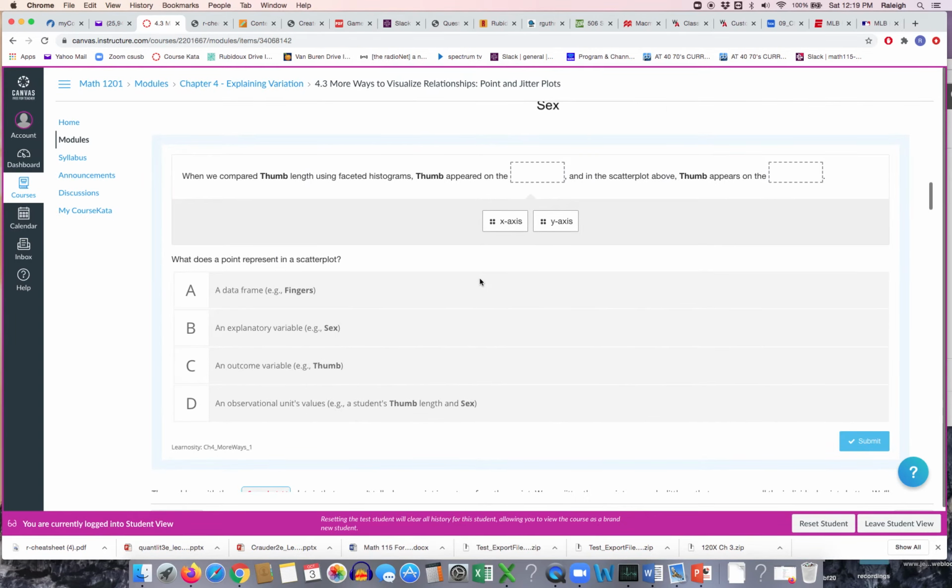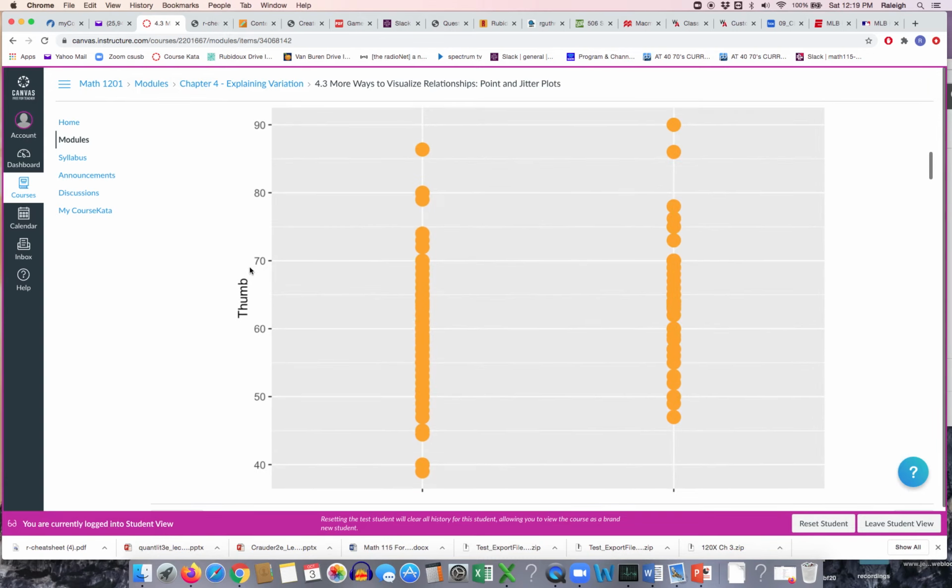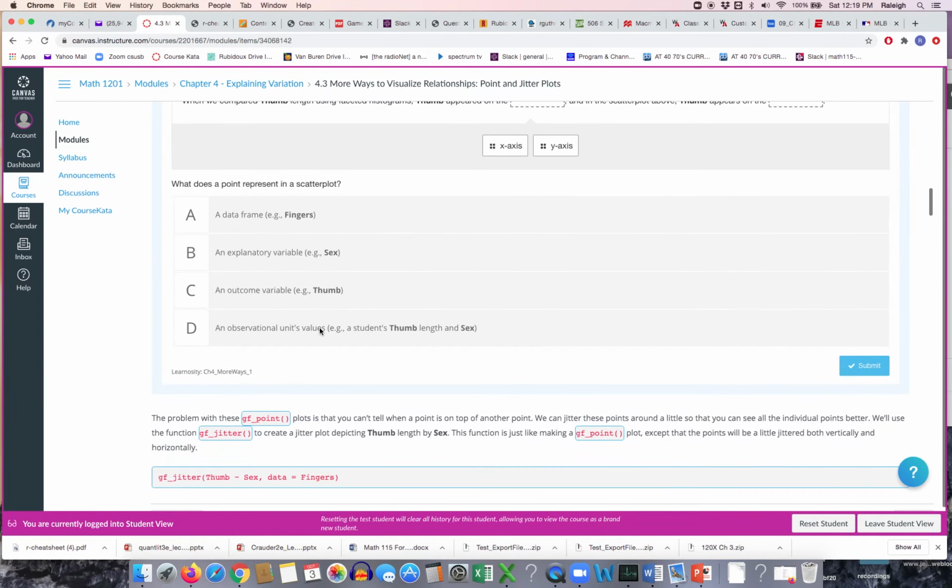Okay, here's a question. When we compared thumb length using faceted histograms, thumb appeared on the x-axis. On the scatter plot above, thumb appears on the y-axis. They wanted us to see that. Before, thumb was on the x. Now it's on the y. Interesting.